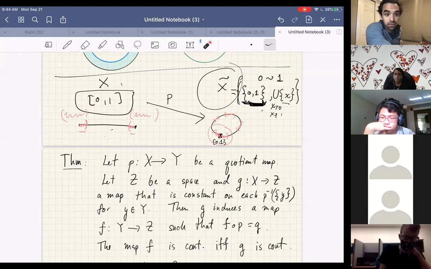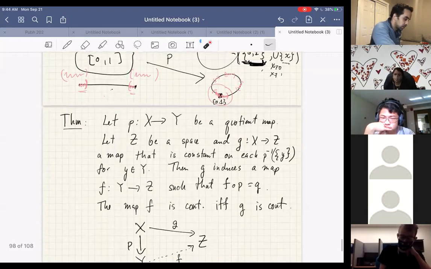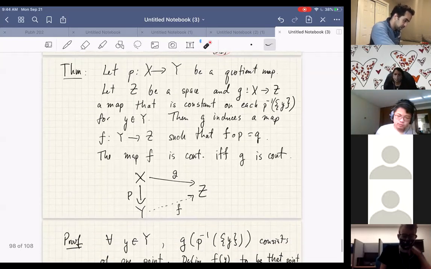Any questions so far about the quotient topology? Okay, so this is a theorem I wanted to discuss today.